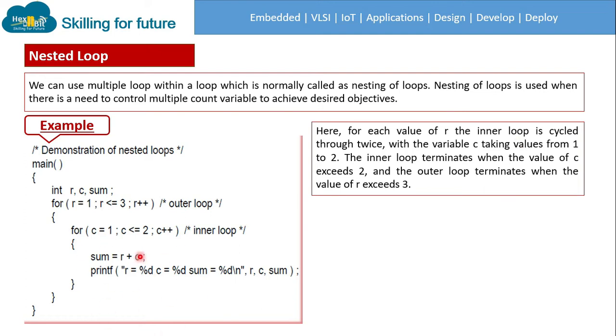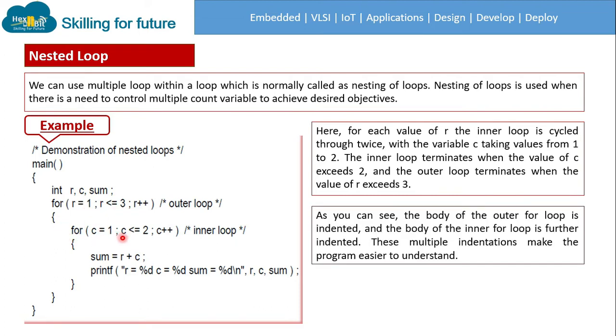With the variable C taking values from 1 to 2, the inner loop terminates when the value of C exceeds 2. That means C starts from 1, a maximum of twice, and the outer loop terminates when the value of R exceeds 3. That means the third time.